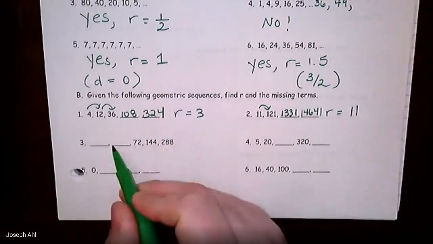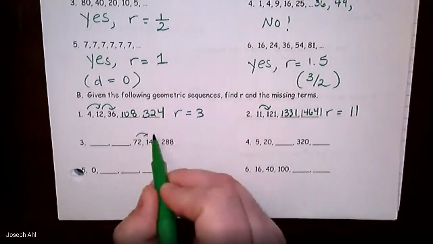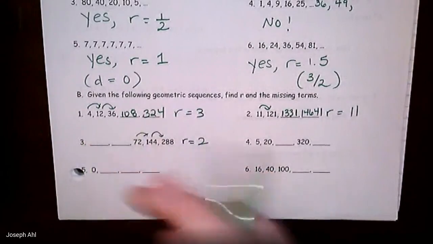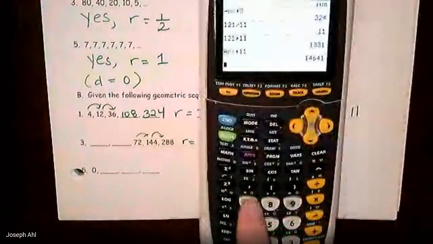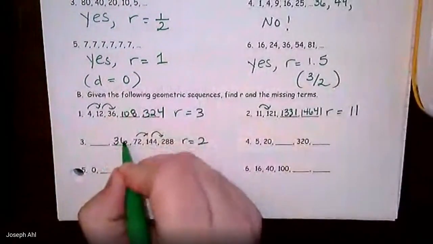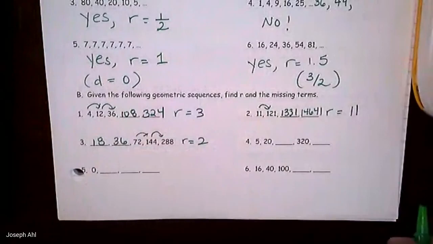This one, I actually want to go backwards, right? So if I'm going forwards, the r value I'll tell you in this one is 2. So if I have to work backwards from 72, then you have to divide by 2. 72 divided by 2 is 36. Divide by 2 again, this would be 18.